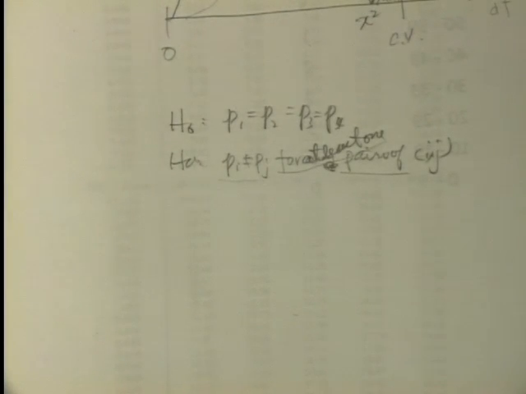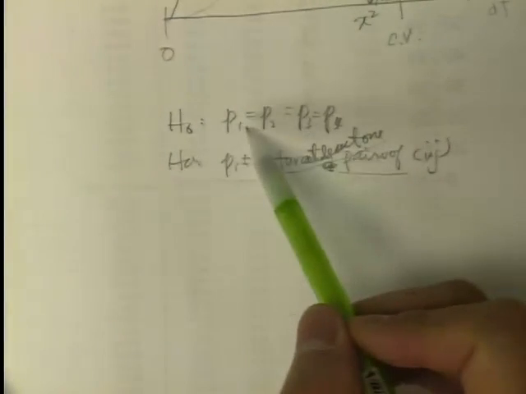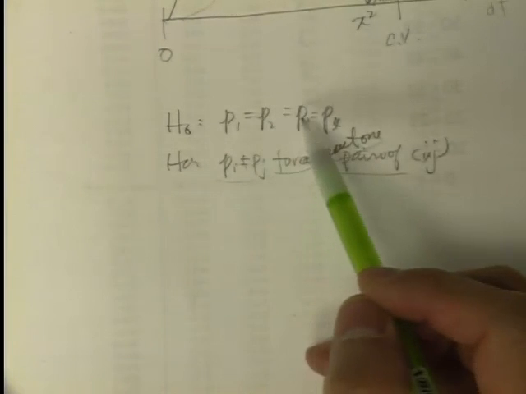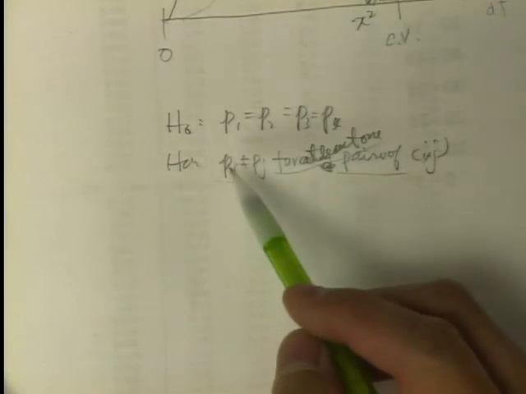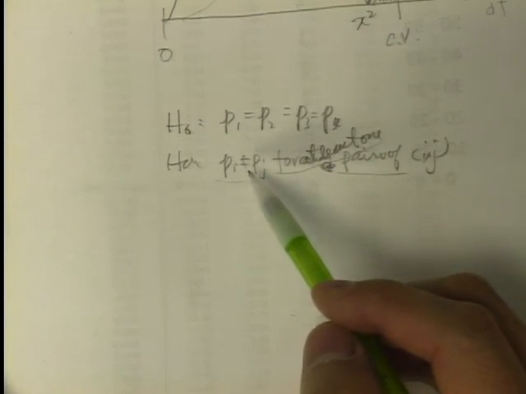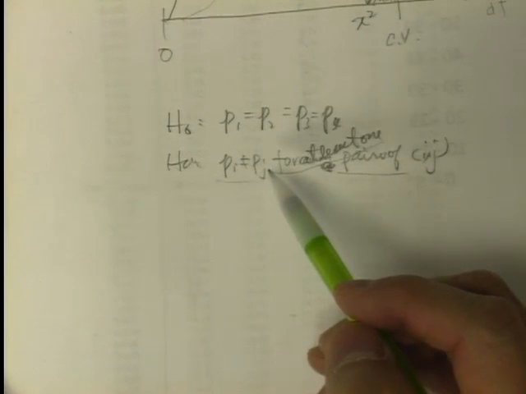It could be that all of them are different. It could be just the first one different from the third one, whatever. Or you can simply write in a phrase: the null is all proportions are equal, and the alternative is that for at least one pair of categories, the proportions are different. That's good if you like to do it that way.